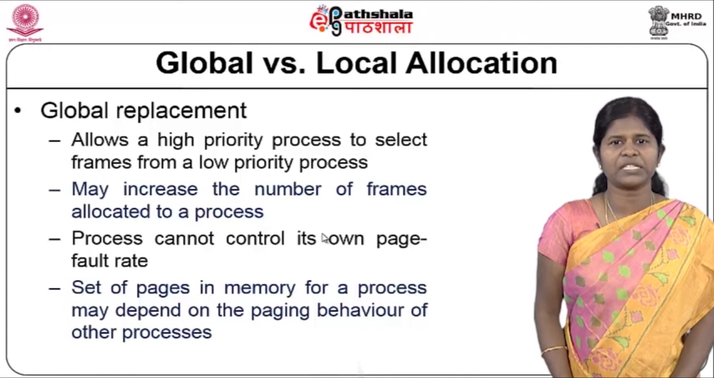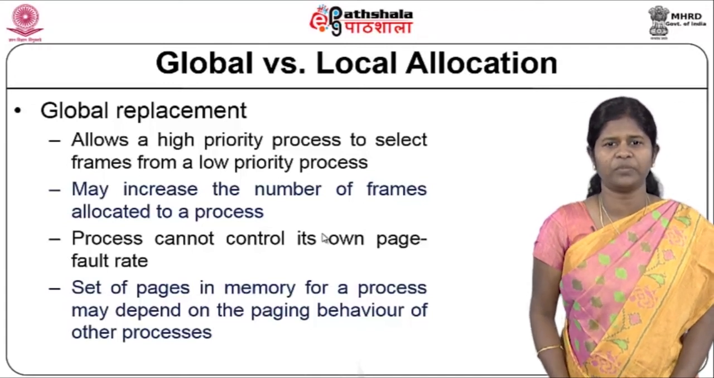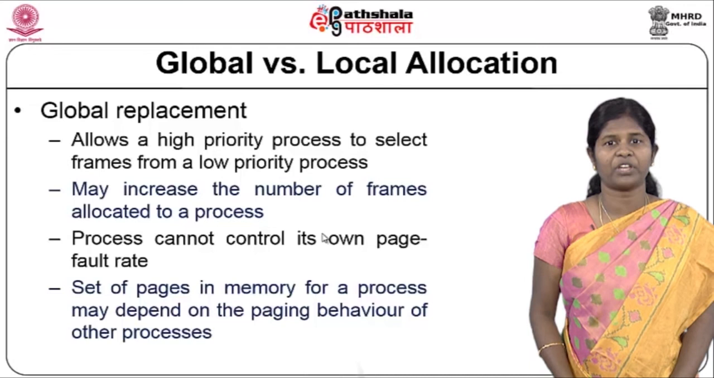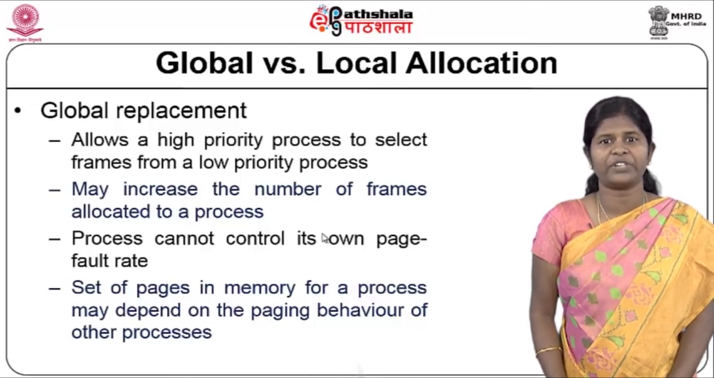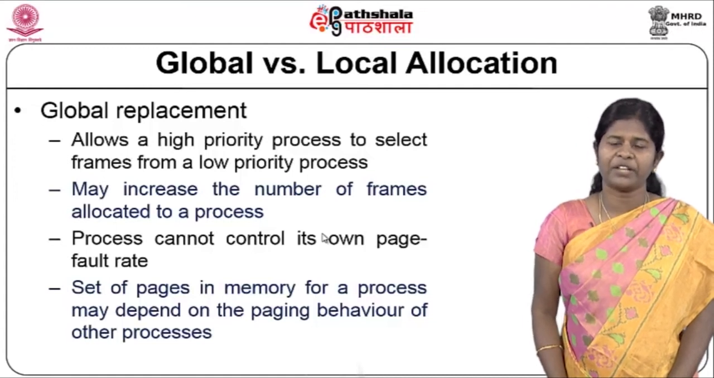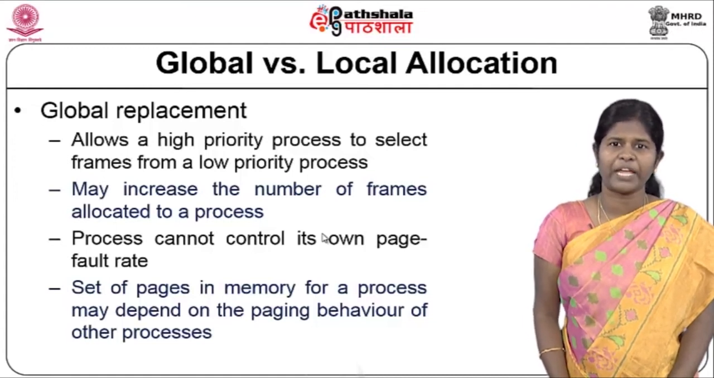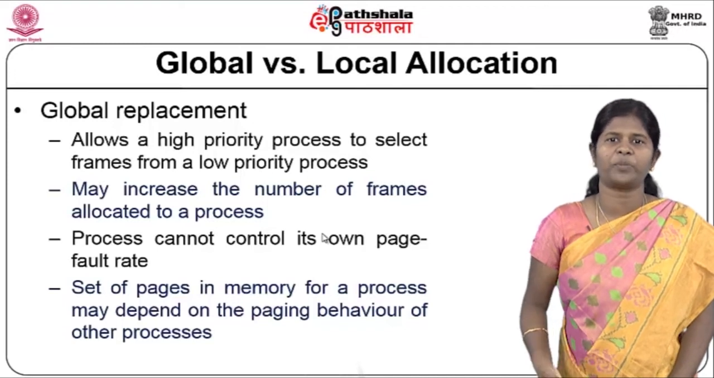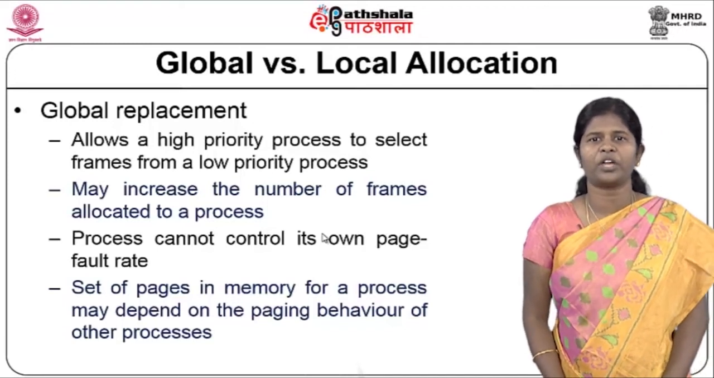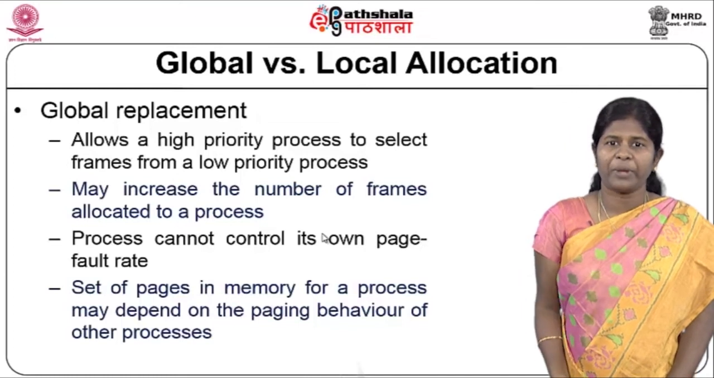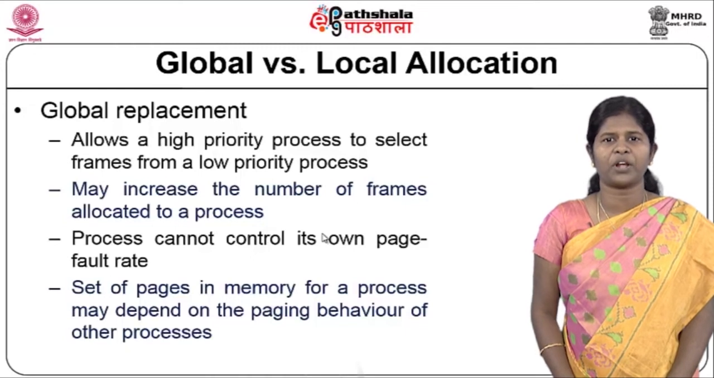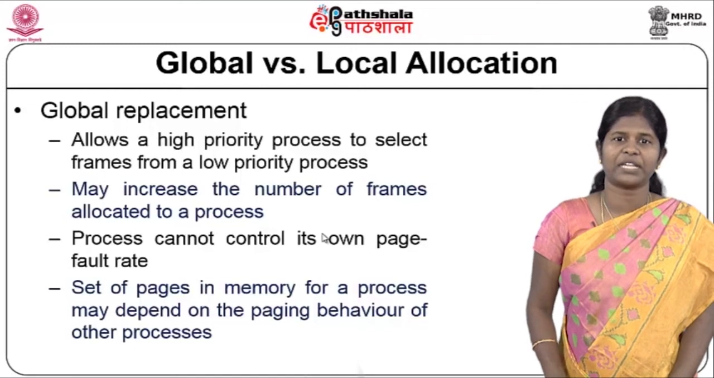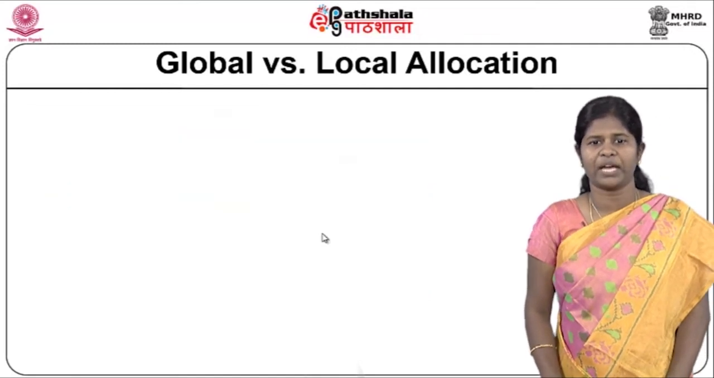So, the set of pages in memory for a particular process will now depend on the paging behavior of other processes. Even if the low priority process does not have many page faults, if a high priority process has more page faults, it will pick pages from the low priority process, and hence the low priority process will lose pages. So, the paging behavior of one process will affect the set of pages that are available for the other process.